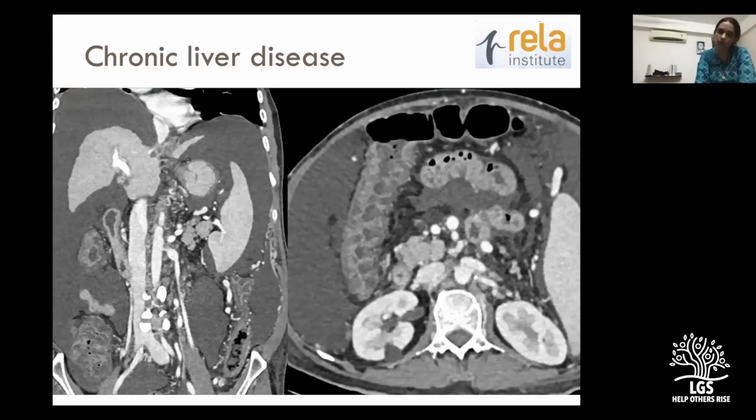Again, with the fluid overload status, you can see some amount of diffuse edematous gallbladder wall thickening, which is normal in a CLD patient. The colon here with this diffuse edematous bowel wall thickening again is normal for a chronic liver disease patient. There may be some haziness of the mesentery as well, which is also a part of the spectrum of chronic liver disease.